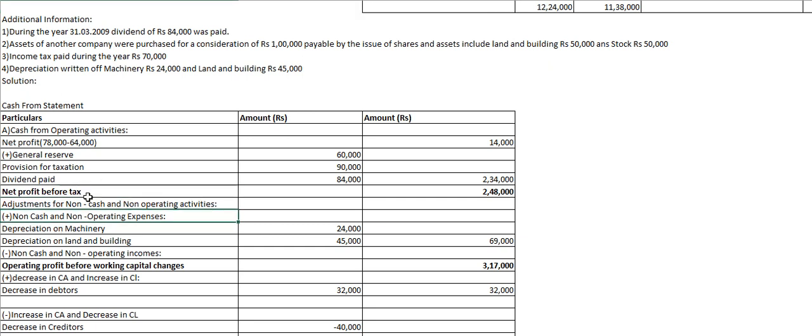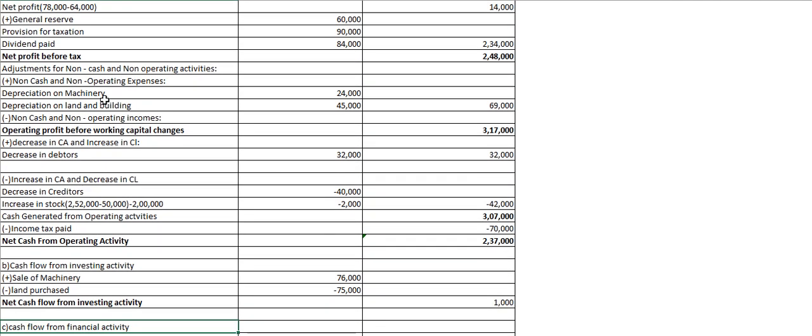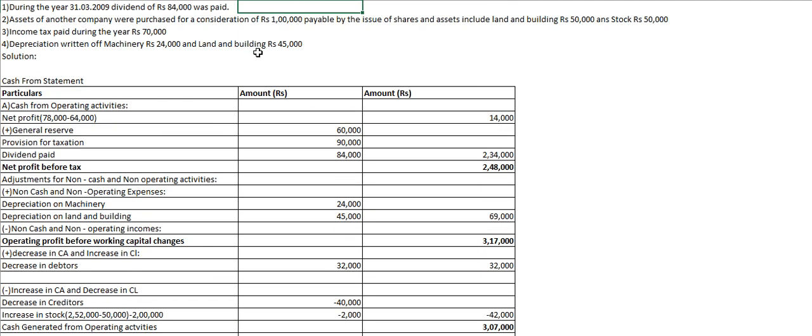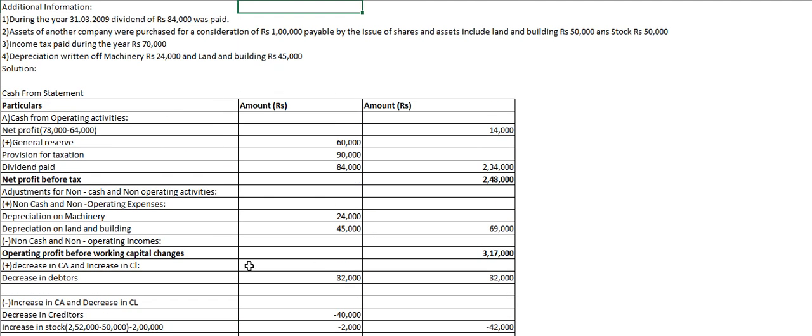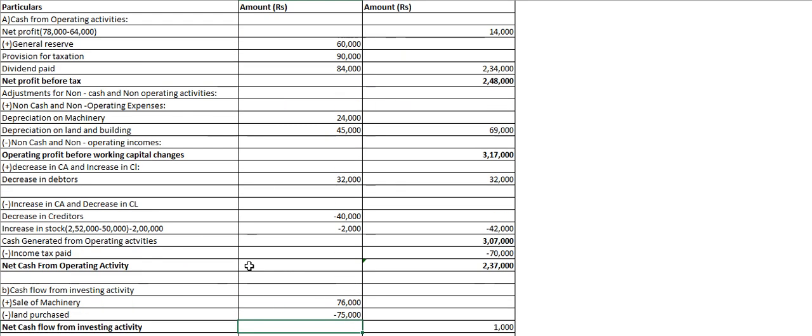Now you look into the adjustment for non-cash and non-operating activities. You will add all the non-cash and non-operating expenses. The main thing that comes under here is depreciation or goodwill written off. So depreciation on machinery is 24,000 and on land and building is 45,000. They have given it in the question and we have accounted for it in the ledger accounts also. Minus non-cash and non-operating incomes, we do not have any. So operating profit before working capital changes is 2,48,000 plus 69,000, which is 24,000 plus 45,000, which is 3,17,000.